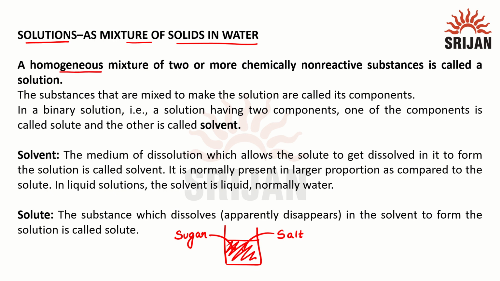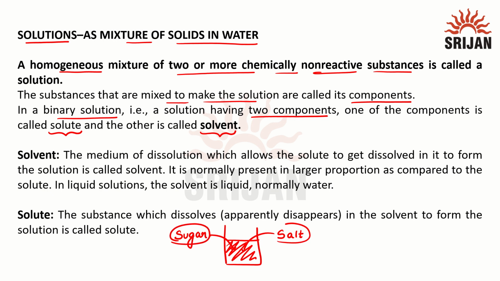Now, a homogeneous mixture of two or more chemically non-reactive substances is called a solution. In this mixture, we can see that there are various components. The substances that are mixed to make a solution are called components. In a binary solution, binary means two, so a solution will have only two components. One component will be a solute and the other will be the solvent. In the example we saw, we have three components: one is sugar, one is salt, and the other is water itself.